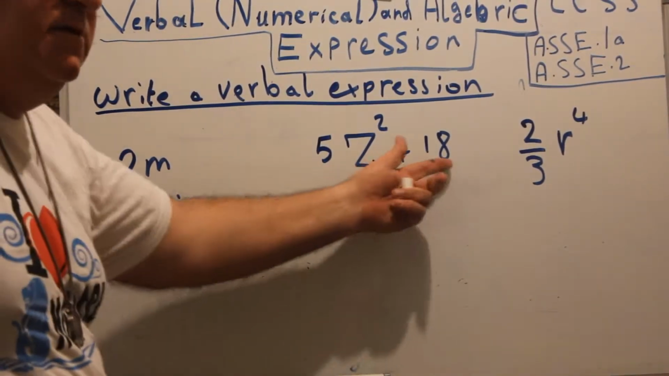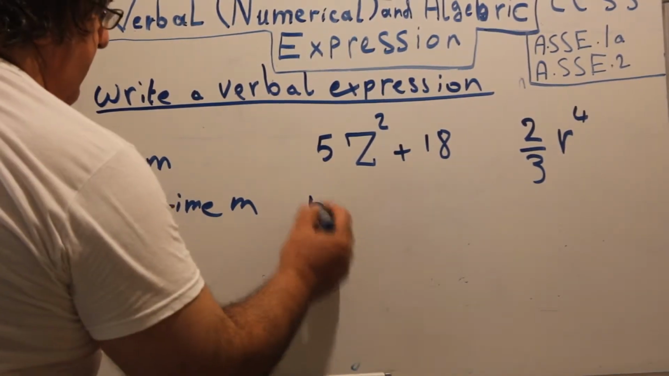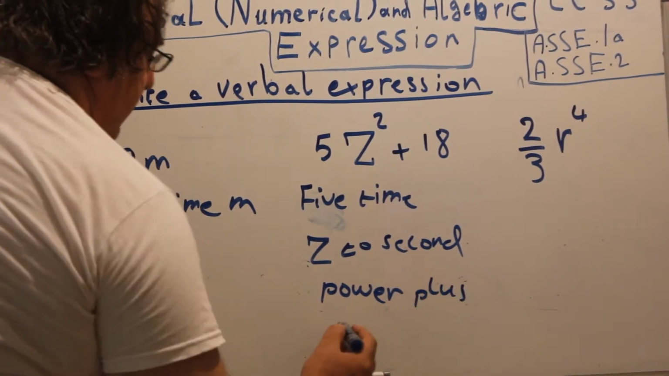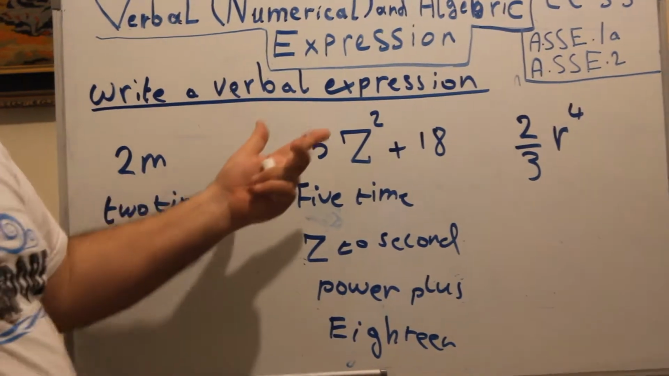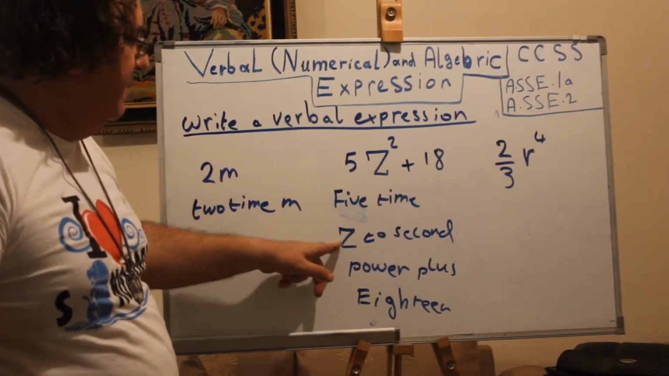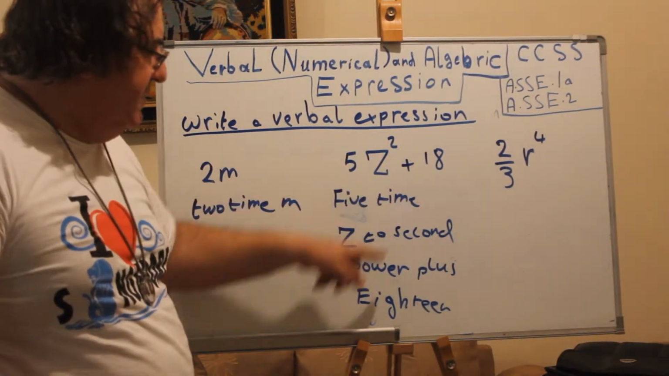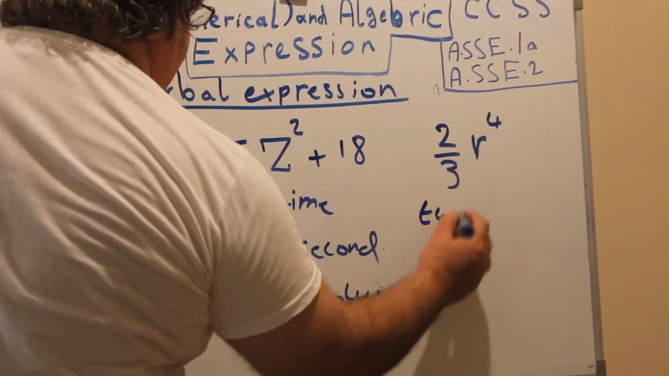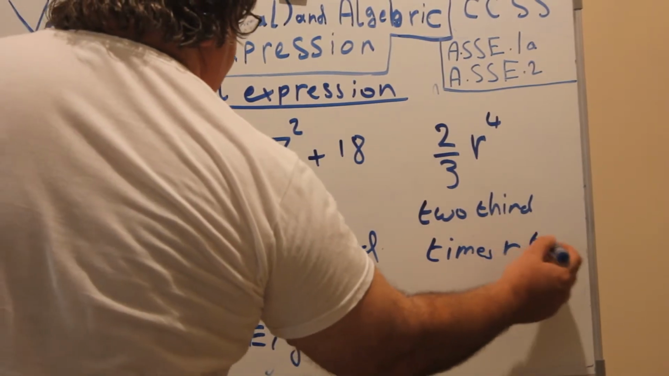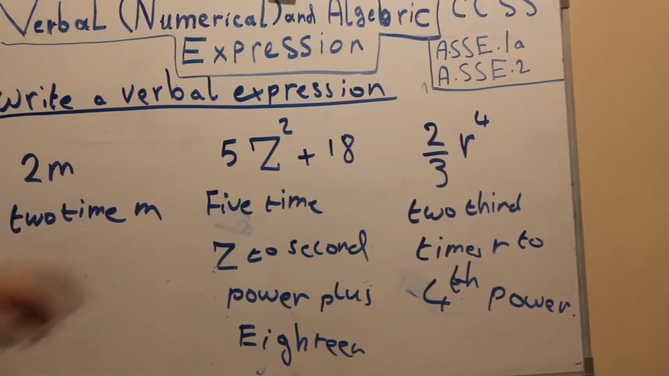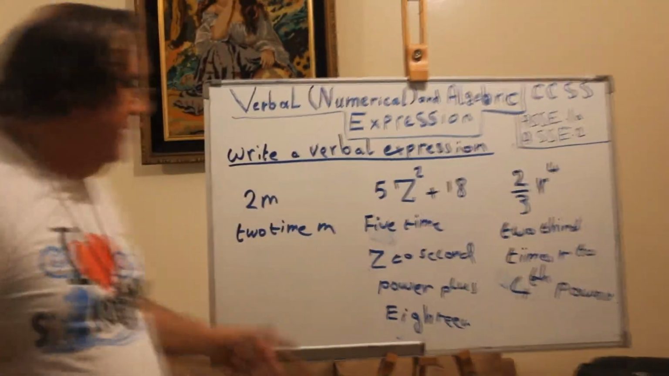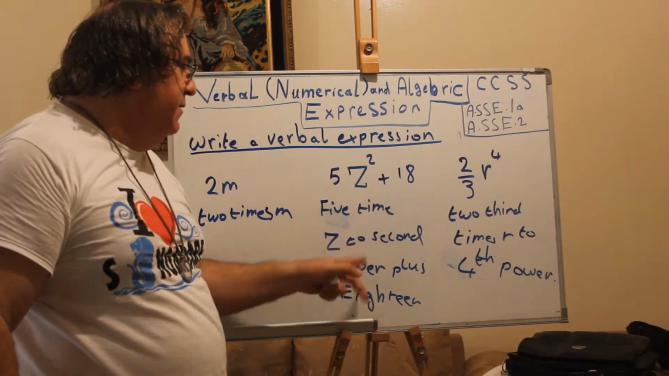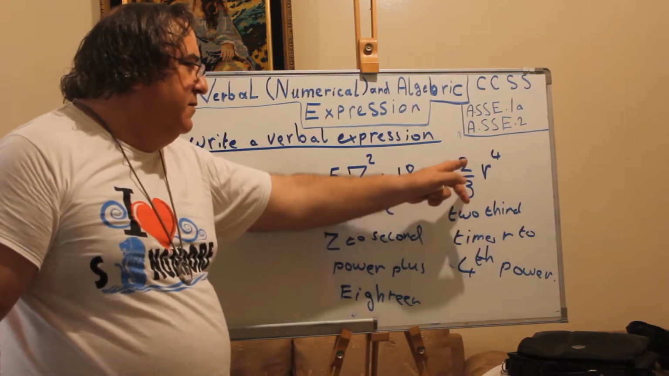So if this is in the form of 2 terms, then we have to say 5 times z to the second power plus 18. You have to move accordingly to the sequence. Here if you have a fraction, 2/3, you say 2/3 times r to the 4th power. I hope it's clear. 2 times n, then 5 times z to the second power plus 18, and 2/3 times r to the 4th power.